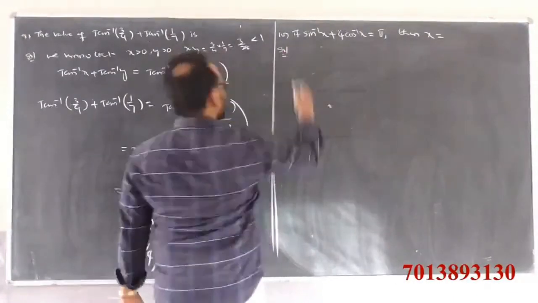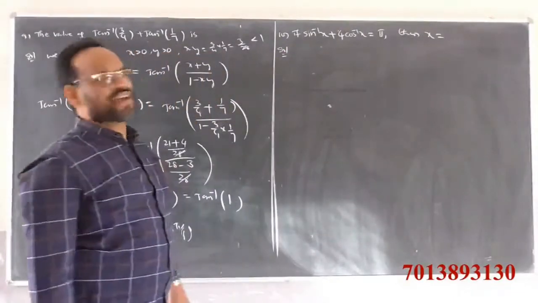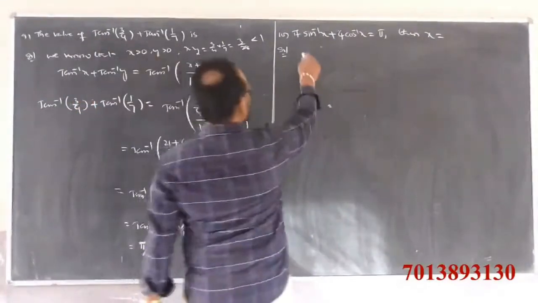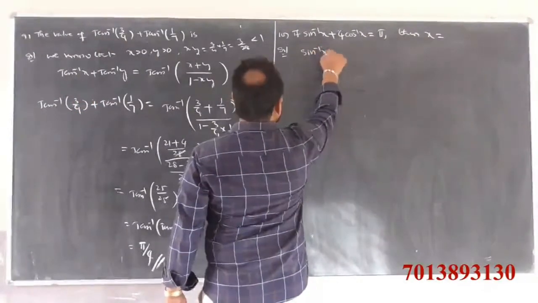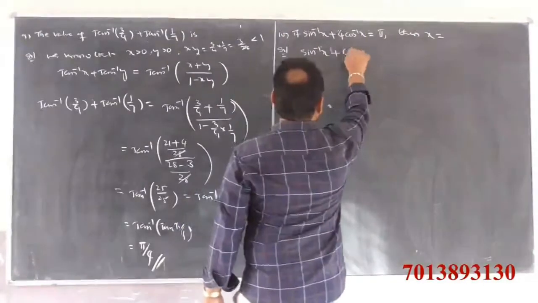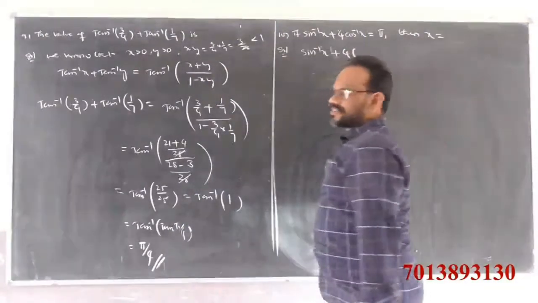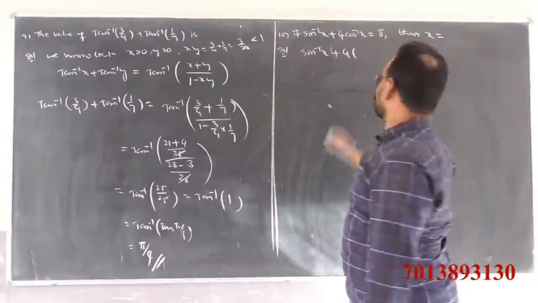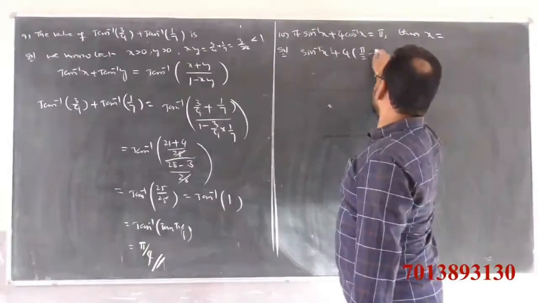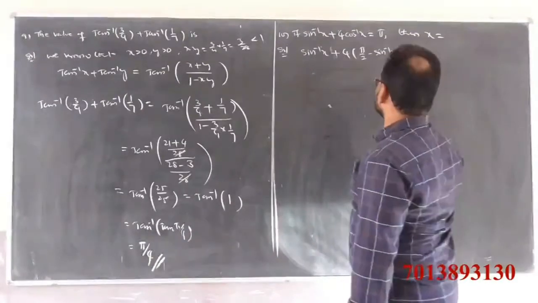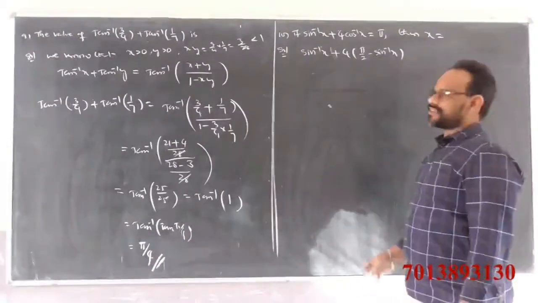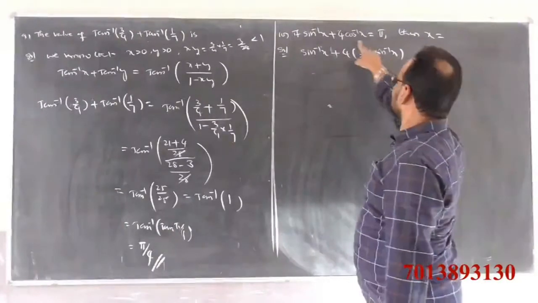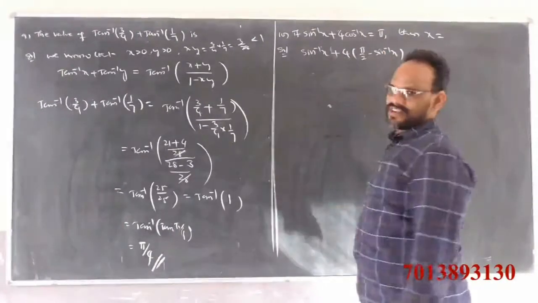Clearly, if sin inverse of x plus 4 cos inverse of x is equal to pi, then x is equal to how much? Sin inverse of x plus 4 times cos inverse of x. Cos inverse of x can be written as pi by 2 minus sin inverse of x.